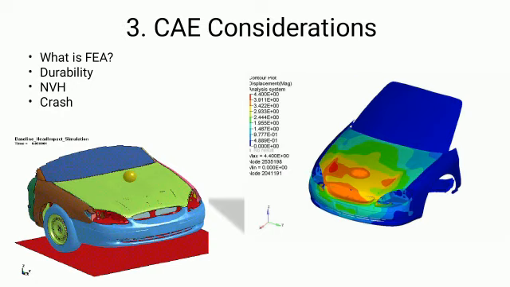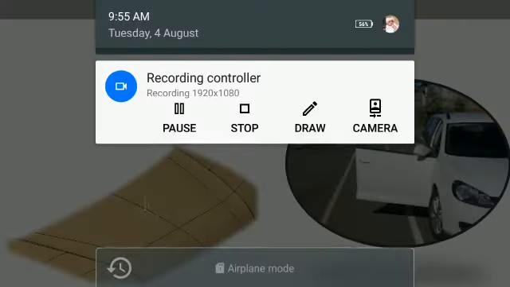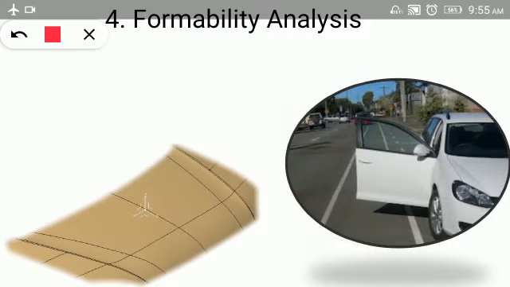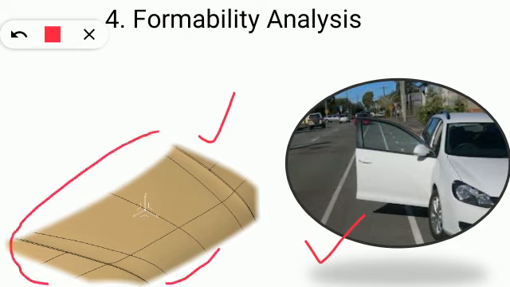Now the next is formability. I'm showing two pictures over here. This is a car front door, and this is a picture of a bonnet, and this is drawn in the particular CATIA software.